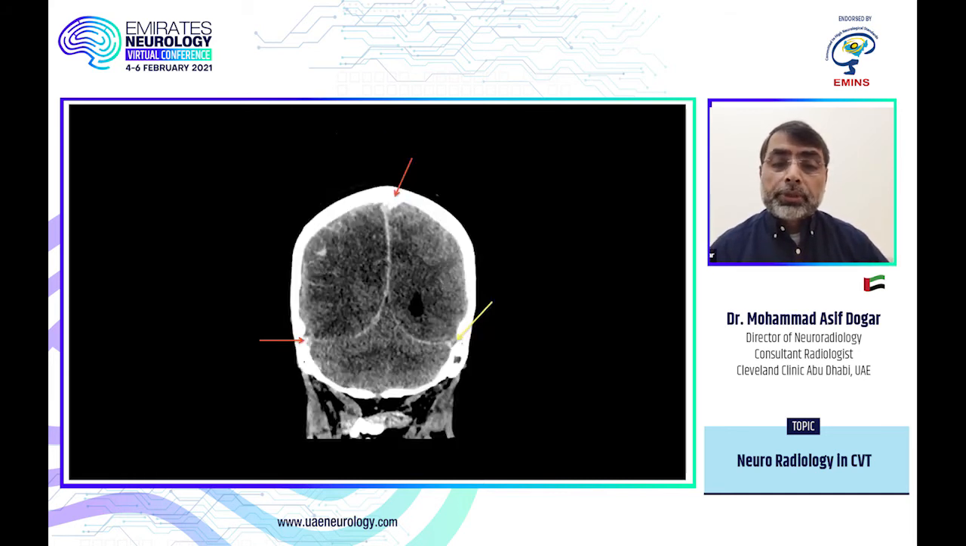So if I go back again, this is the importance of looking at this non-contrast coronal image, where you see all those three sinuses. So look for this differential density.